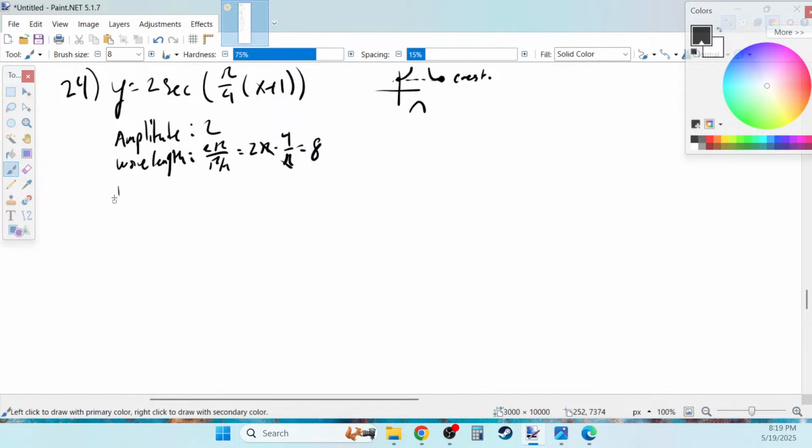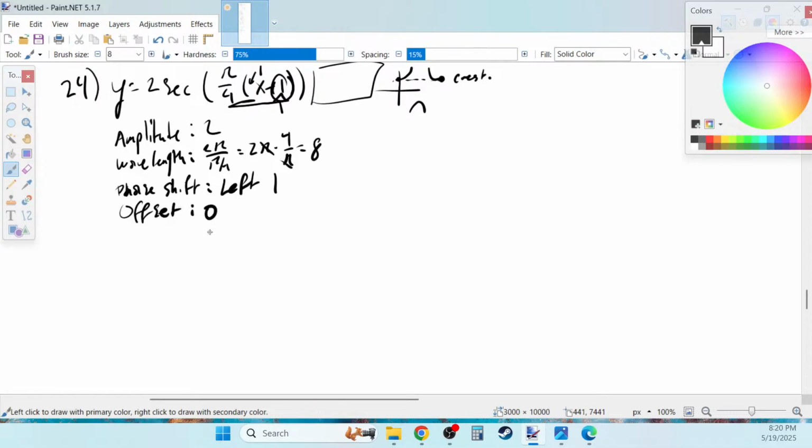The phase shift: you have to remember that the phase shift can only be read after you've factored. So since the coefficient on x is 1 after factoring, this number is our phase shift. So positive means left 1. There is no offset. Okay.